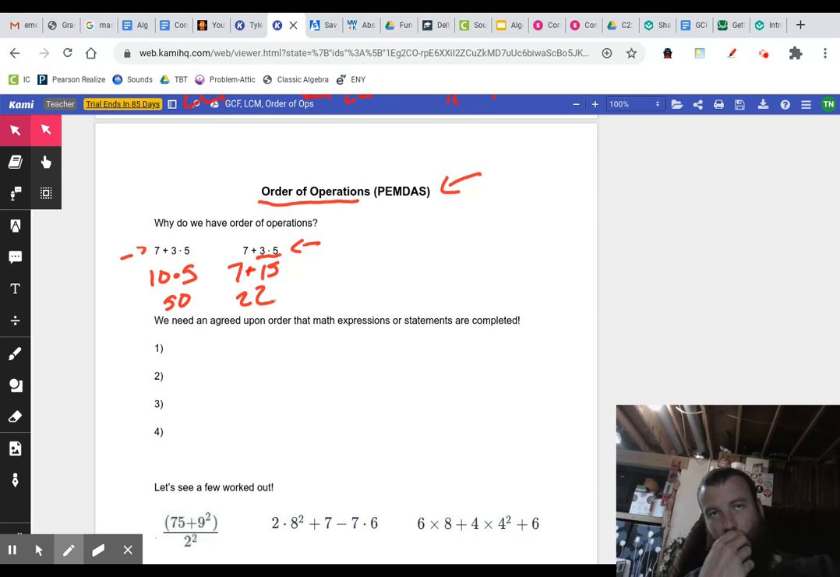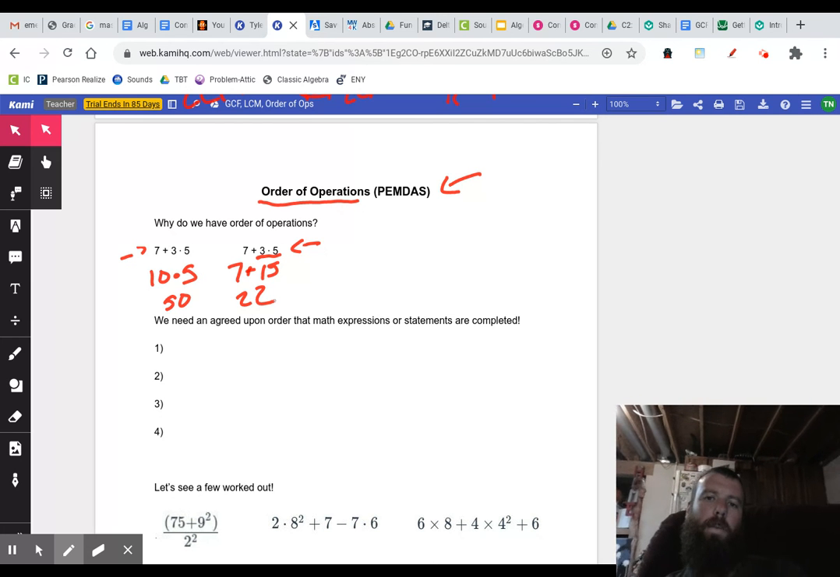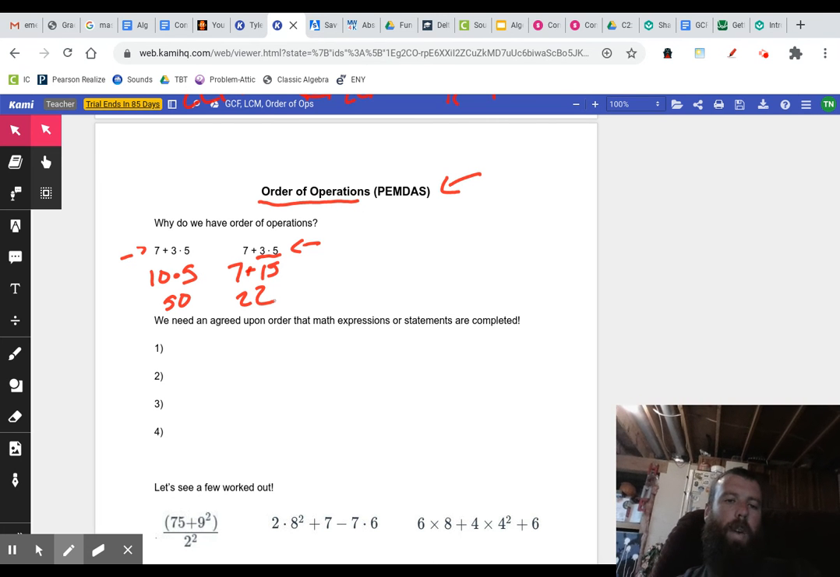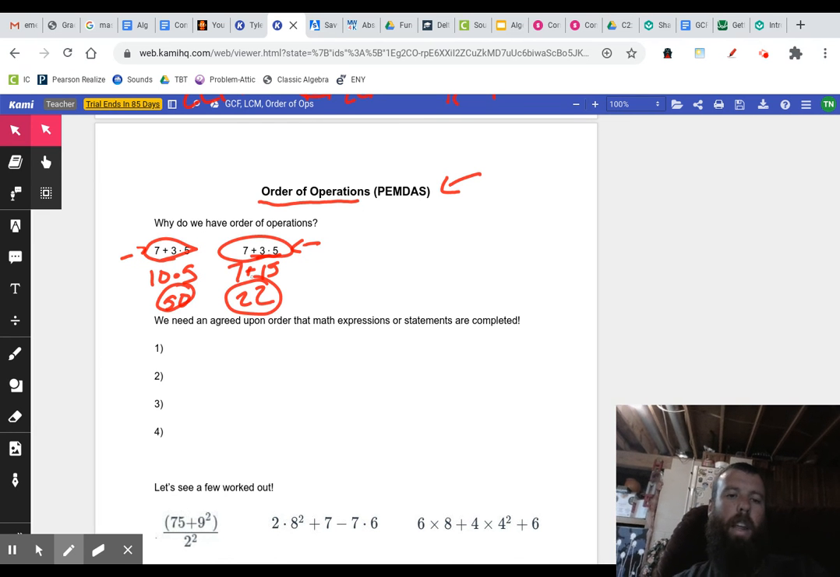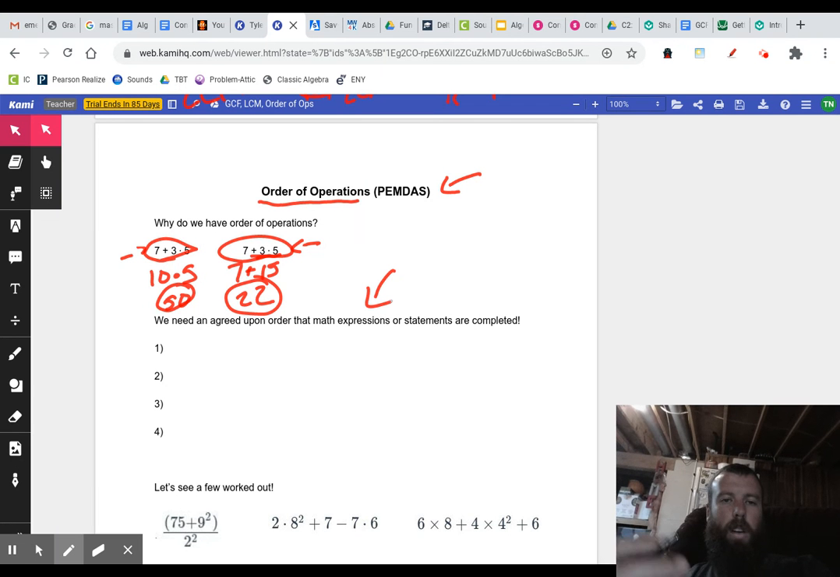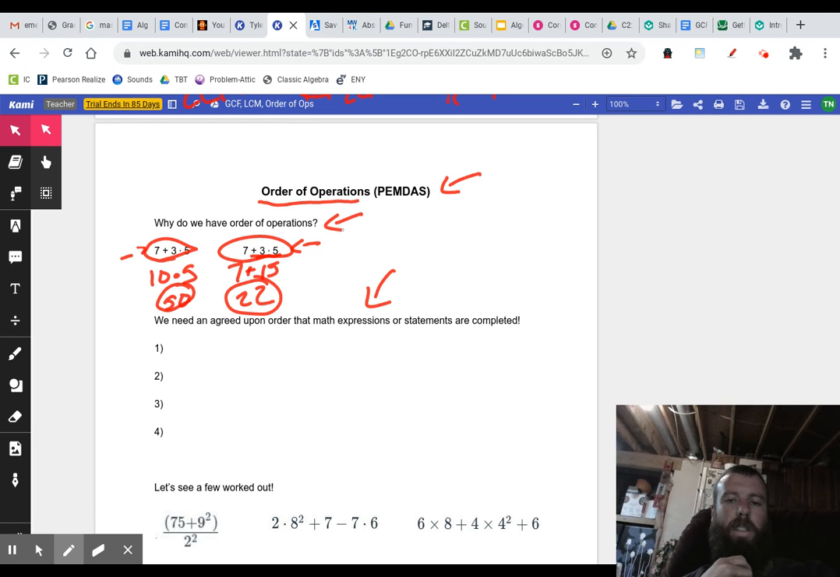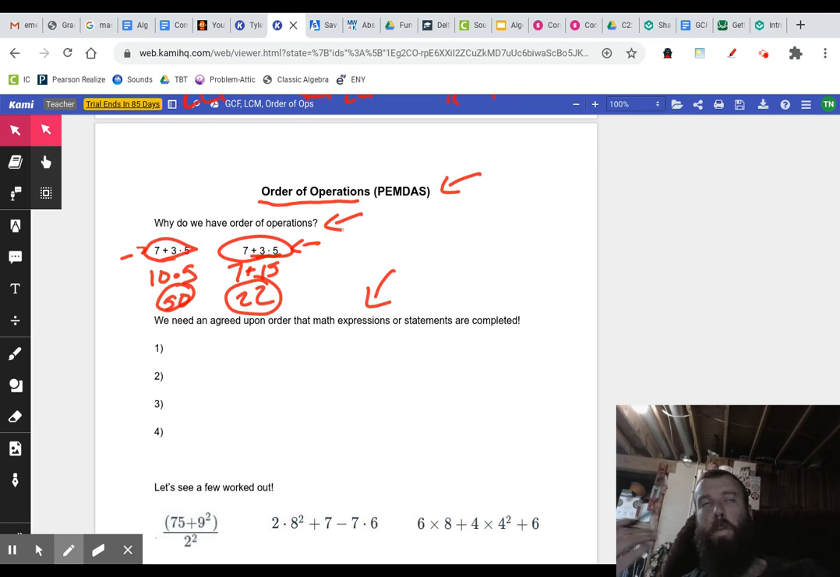Somebody noticed a long time ago, in a galaxy far, far away, actually it was probably in our galaxy, that we can't really be giving two different people the same problem and getting two mathematical answers. That's just not right. So I have listed here in this sentence below, to answer this question, why do we have order of operations? We need an agreed upon order that math expressions and statements are completed, right? We can't give you a problem and say, do it. Hopefully you do it like the guy to your left and right, because if not, then we're going to have a serious debate.